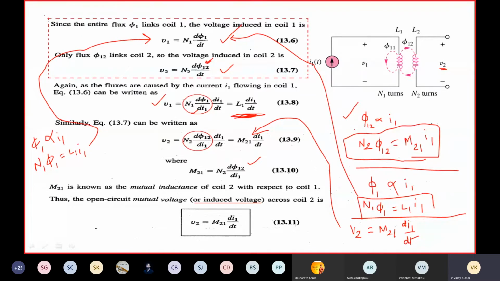Similarly, phi 1 2 is directly proportional to I1 only, because of phi 1 only you are producing phi 1 2. With the increase in I1, phi 1 2 will be increasing. From this you can write N2 phi 1 2 is equal to M21 I1. If you substitute this in this, you are going to get V2 is equal to M21 dI1 by dt. Finally, this is the mutual induced EMF.